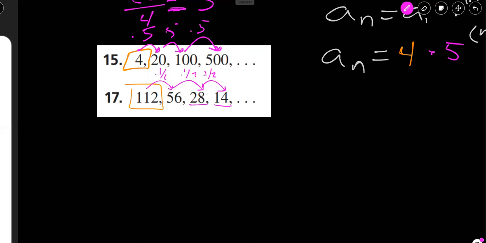Remember, these are given to us as geometric sequences, so we don't need to test them all. We just need to find the ratio anywhere in this because the ratio is going to be the same. So I know that my ratio is 1/2, and I know that my A1 value is 112. And then from there, I can quickly build my equation.